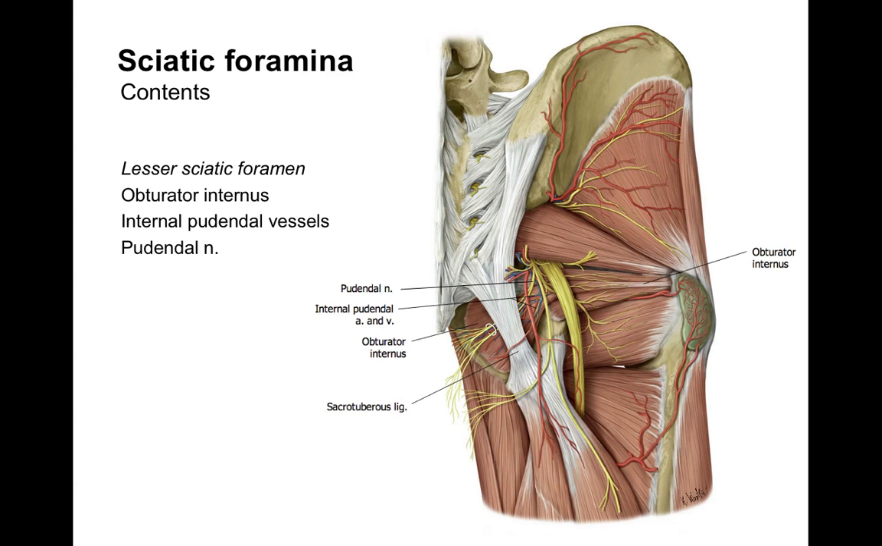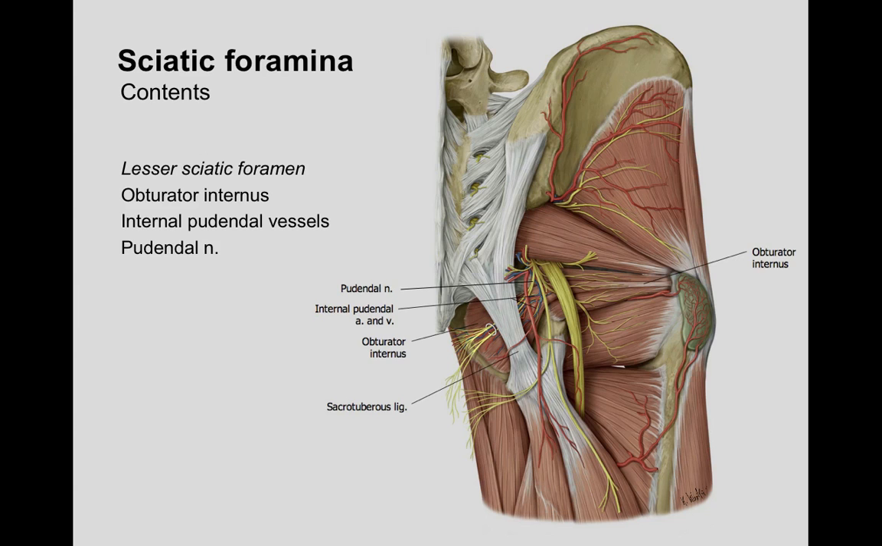The lesser sciatic foramen, being the smaller of the two, will transmit fewer structures. The obturator internus muscle, which we can see the belly of here on the internal aspect of the obturator membrane, and its tendon, which leaves the lesser sciatic foramen to extend out to the greater trochanter. We also have internal pudendal vessels, which are passing into the lesser sciatic foramen, as well as the pudendal nerve.